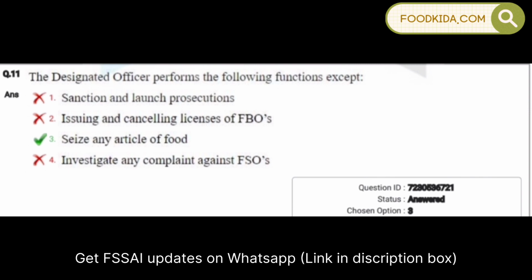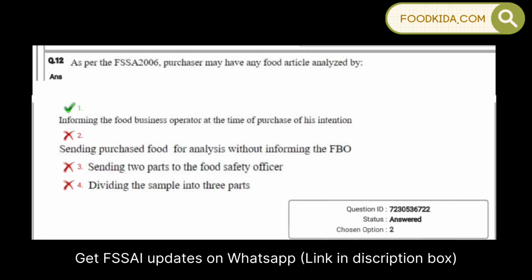The designated officer performs the following functions except seizing any article of food. So every function can be done by the designated officer, but he cannot seize an article of food, because this function is of the food safety officer. As per the FSS Act 2006, a purchaser may have any food article analyzed by informing the food business operator at the time of purchase of his intention. So according to the 2006 Act, the purchaser may have any food article analyzed by informing the food business operator at the time of purchase.